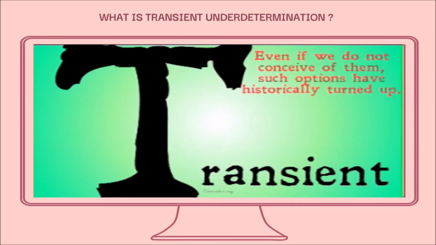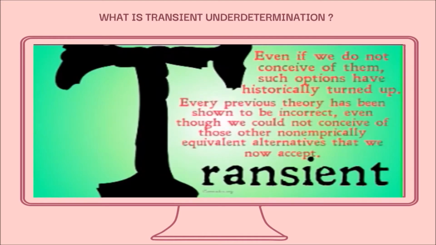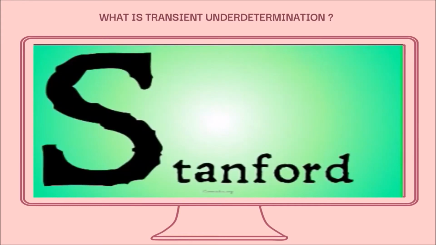So, the problem here is that even if we don't conceive of them, such options have historically always turned up. Every single previous theory that we have has been shown to be incorrect, even though we could not conceive of those non-empirically equivalent alternatives that we now accept. I've done a number of other videos on this concept, though I haven't called it transient underdetermination by name, so I'm not going to spend too much time on it. It seems to me pretty straightforward, and I'll leave you here with a quote from Stanford.